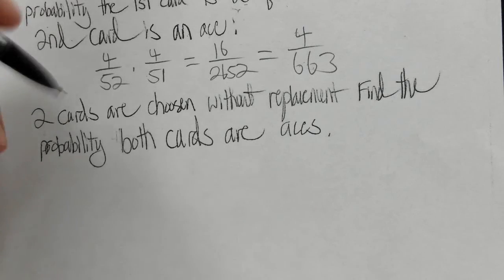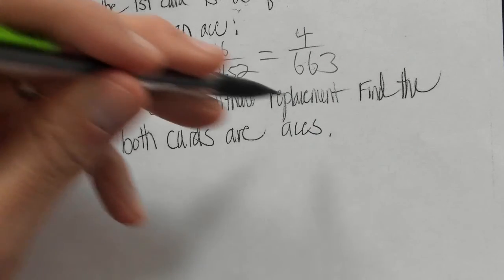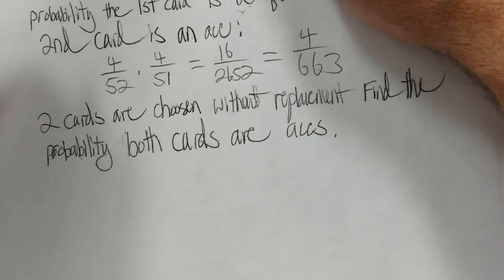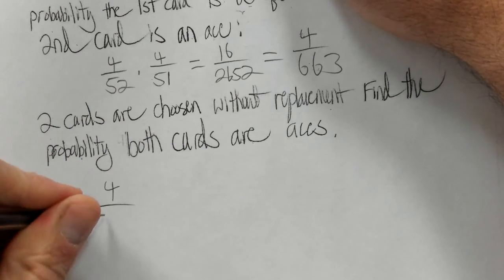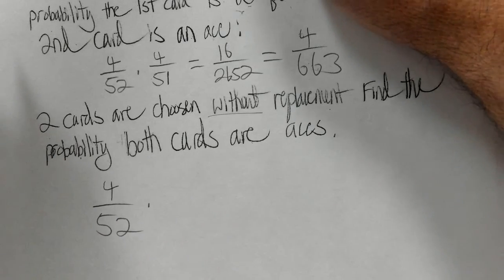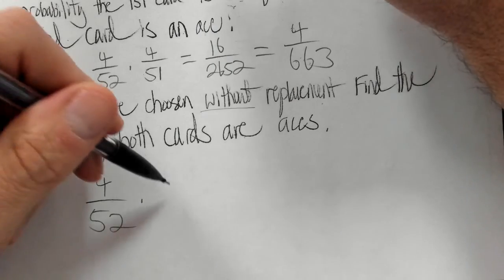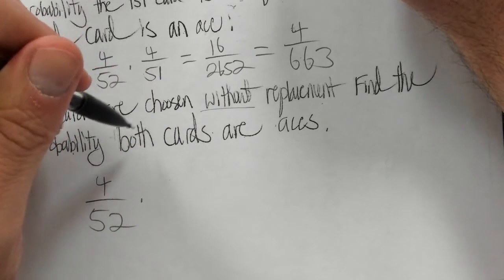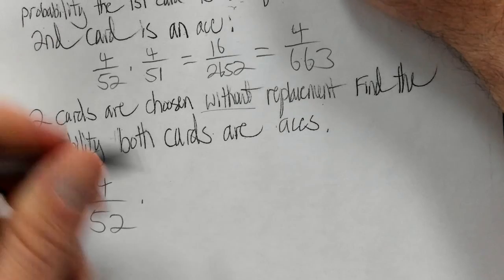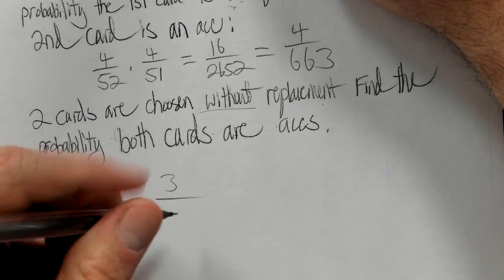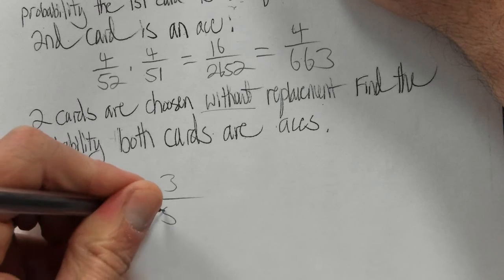All right? 2 cards chosen without replacement. Find the probability that both cards are aces. Well, on the first pick, I have 4 out of 52. Now on the second pick, we're not putting it back, it's dependent events. How many aces are now left in the stack for the second pick? Well, remember, you picked an ace out on the first one, so there's not 4 left, there's only 3. And since we left it out, there's not 52 left to choose from, it's 51.